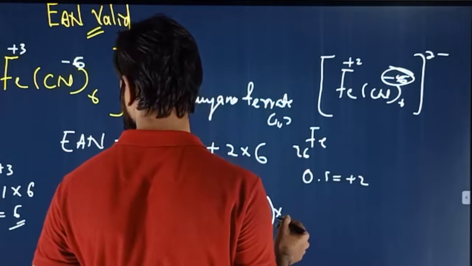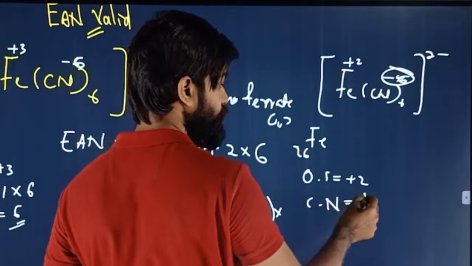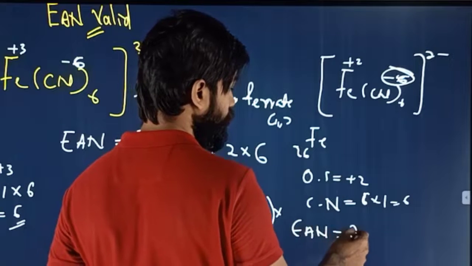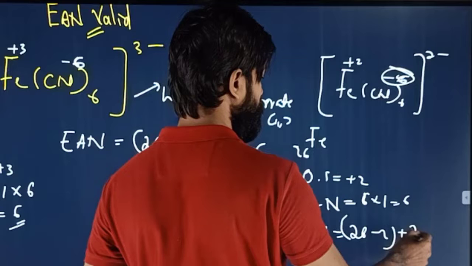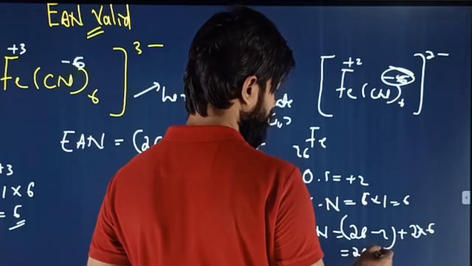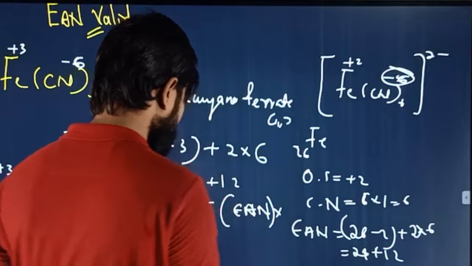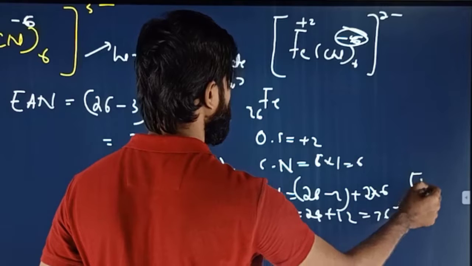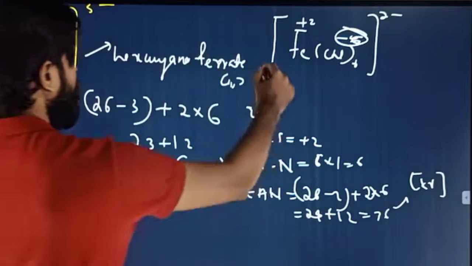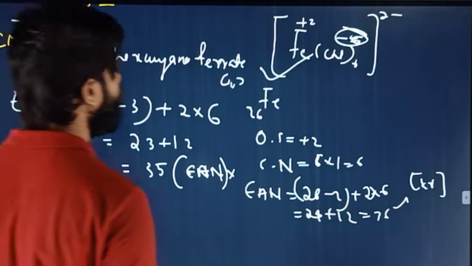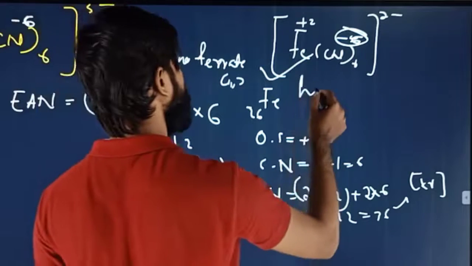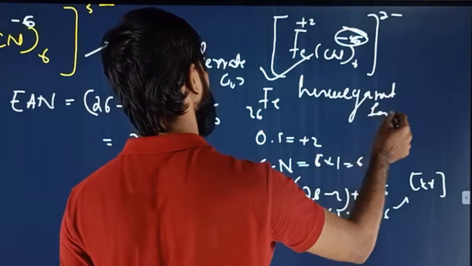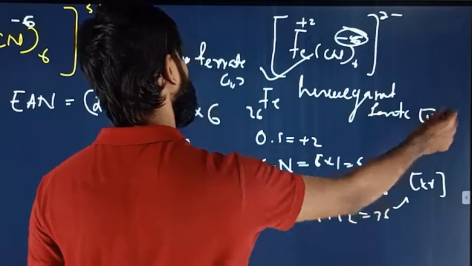And coordination number, once again the 6 ligands, 6 into 1. So EAN is equal to 26 minus 2 plus 2 into 6. So that's equal to 24 plus 12. Fine, perfect. So that's equal to 36. 36 is the configuration of krypton. So this is perfect. Ferrocyanide, hexacyanoferrate 2, is okay. But ferricyanide 3 is not satisfying the EAN rule.